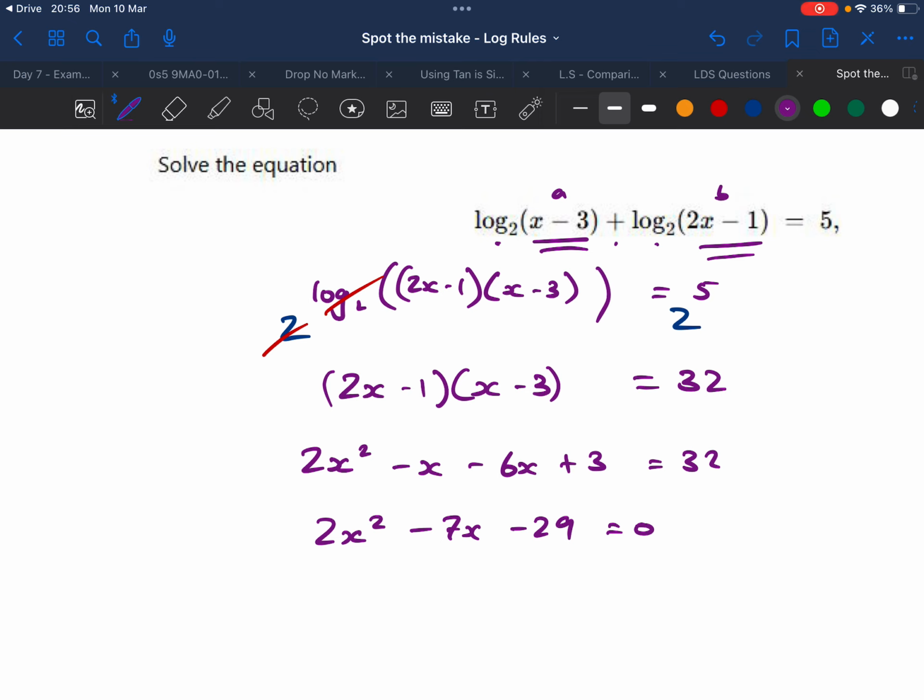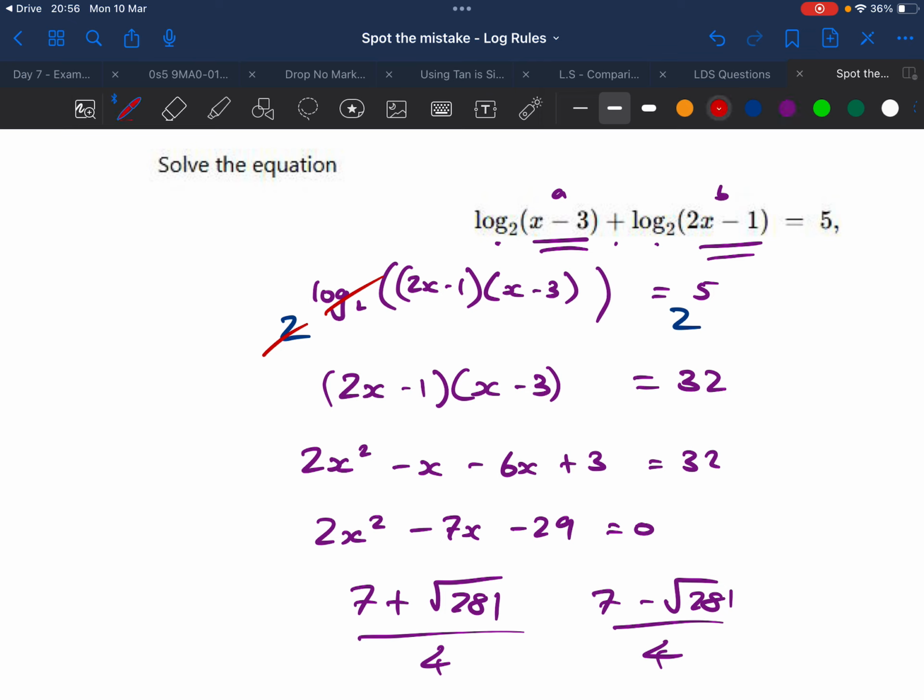So let's just quickly have a go. I'm using the calculator for this one here because it doesn't say solve using algebra or anything like that. And I get 7 plus root 281 over 4. And I get 7 minus root 281 over 4. So what you've got to do now is check that they're okay with these things here. So that minus one, yeah, that minus one. So what was it? 7 minus root 281 over 4. Sounds like it's going to be a negative number to me. And it is.